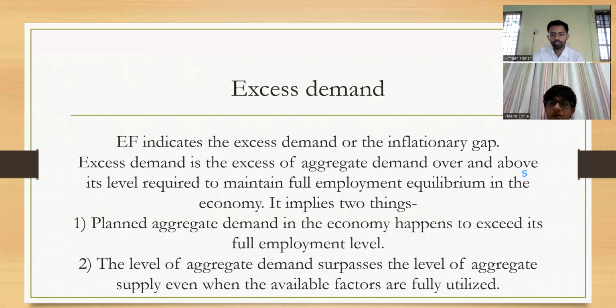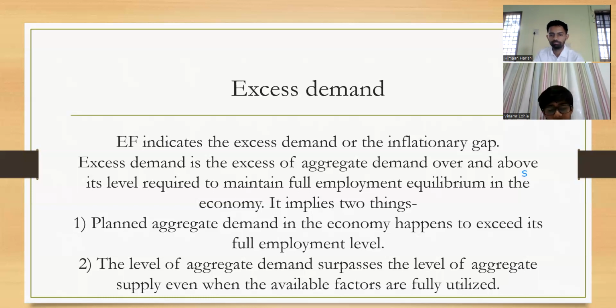We just have to remember these points. Aggregate demand, we know, is equal to consumption plus investment plus government expenditure plus net exports, which is exports minus imports, net X. And aggregate demand is more than the aggregate supply. Okay, I understood, so we have understood this clearly. The level of aggregate demand surpasses the level of aggregate supply.